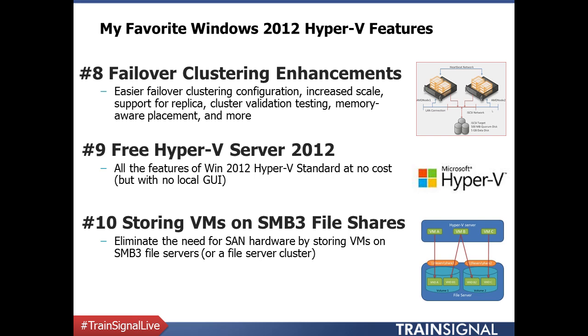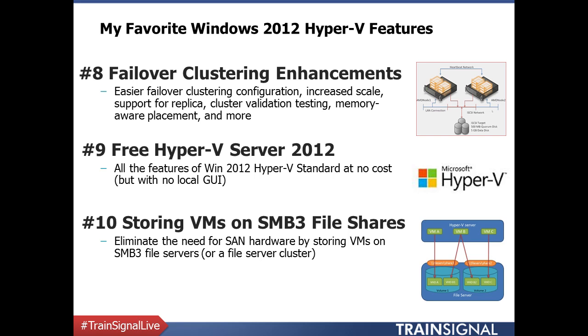Number 8 on my list are the failover clustering enhancements. It's much easier to create a failover cluster. You get the increased scalability that we talked about, support for Replica. The cluster validation testing is very nice to make it so much easier to create a HyperV cluster. The memory-aware placement is nice as well. So if a virtual machine has to be restarted, it will be restarted on a host that has available memory to run that virtual machine. So failover clustering enhancements, very nice, easy to use. You no longer need a quorum disk, which is nice.